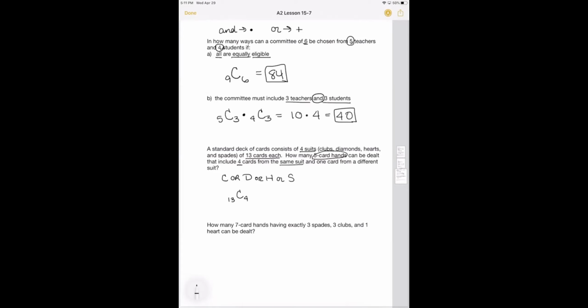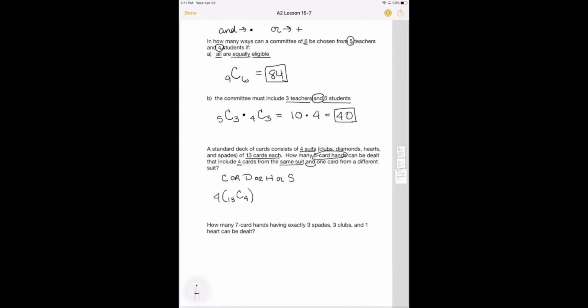But I have 4 suits to choose from. So since I could do clubs or diamonds or hearts or spades, I'm going to take 13C4 and multiply it by 4. I could add them all: 13C4 plus 13C4 plus 13C4. I could do it that way, but I'm just going to multiply by 4. So I'm basically adding 13C4 4 times, because that is the number of different ways I could have 4 cards from the same suit.